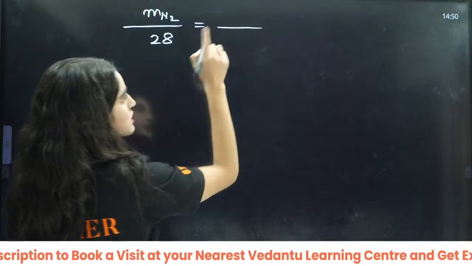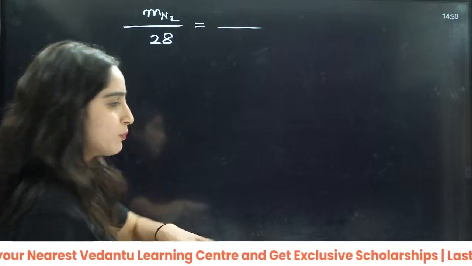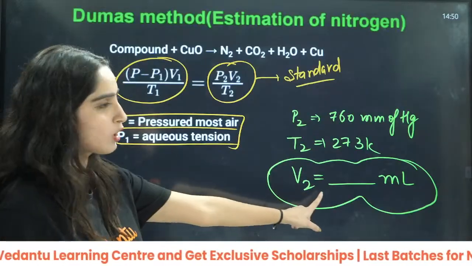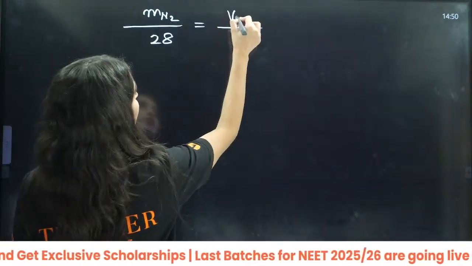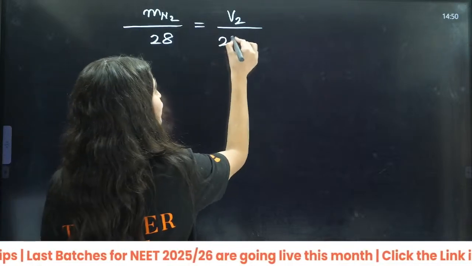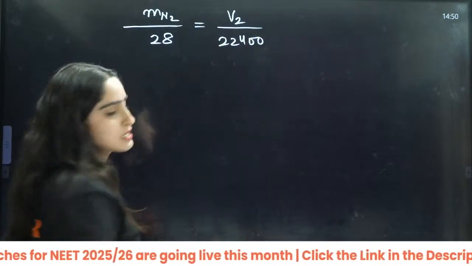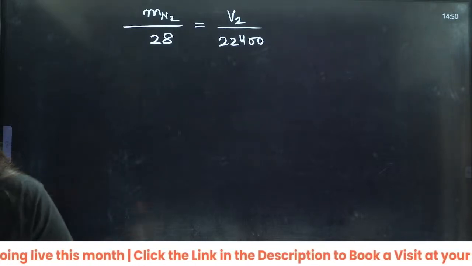Acha, number of moles is also equal to given volume by molar volume. Given volume is the volume that we have calculated here, right? So this is your V2, and your molar volume in milliliters is 22400. Okay? That is 22400. Hai na beta? Okay?